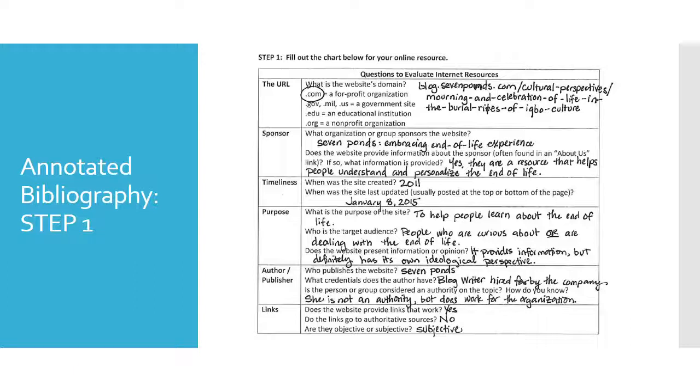You'll notice that I've circled that the one that I'm doing this example for is a .com, and that I've written the entire URL in the margin there, just because maybe I need to go back and find it again. It's also there for if I was to turn it into a teacher, the teacher could then follow that URL as well. The sponsor, so it's asking, who's sponsoring the website, which is information that you need to look for on the website. Does it provide information about the sponsor, which again is a question that you're going to have to look for.